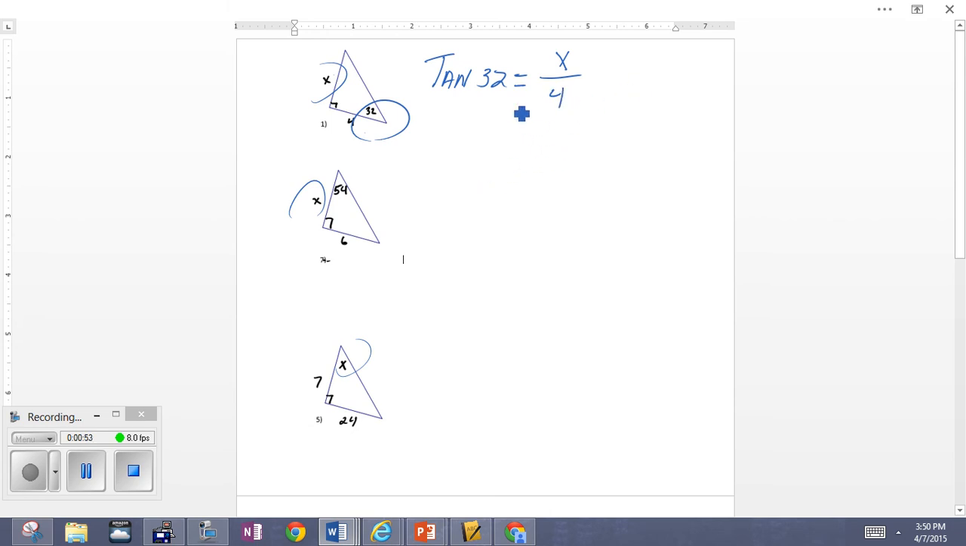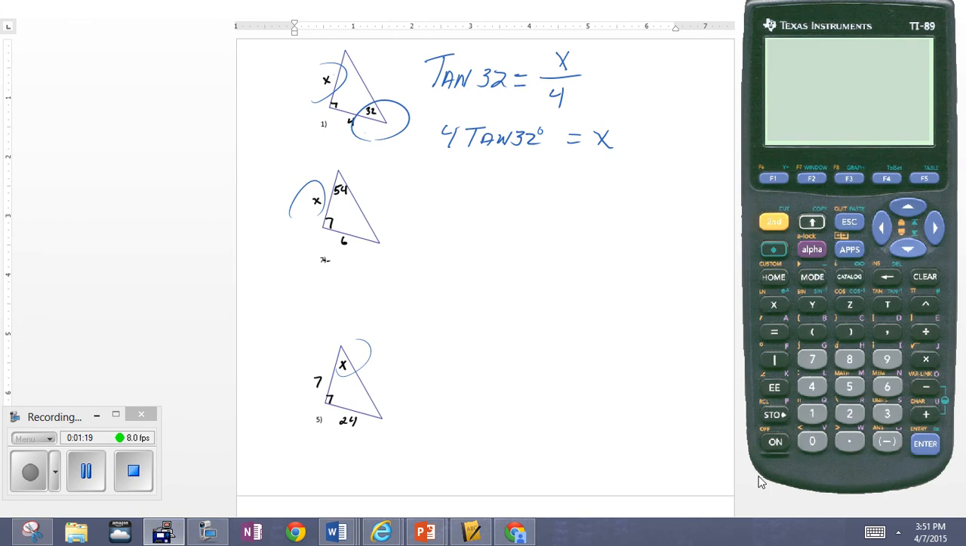Well, it simply means if we cross multiply and we found the tangent of 32, we could find x. Now, of course, we're going to need our calculator for that, but we can see that if we found the tangent of 32 and multiplied that by 4, that would give us the value of x. So we're going to pull up our calculator and do just that.